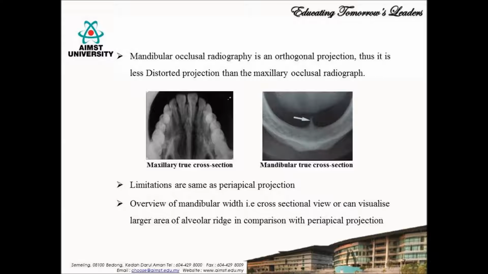These radiographs have the limitation of distortion and magnification, but advantages include an overview of the mandibular width, that is, the buccolingual direction, and one can easily visualize a larger area of the alveolar ridge in comparison with the periapical projection.